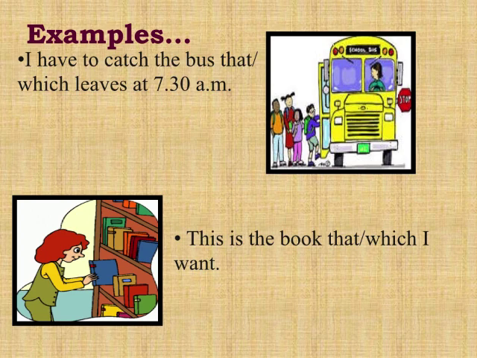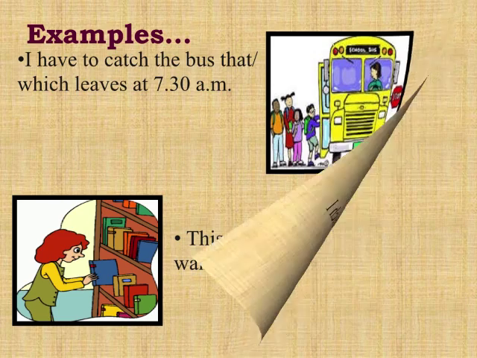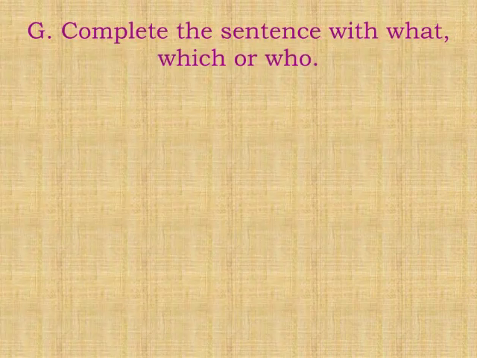Who or that can be used for people, but who is more usual. For things we can use that or which. That and which can be used as both subjects and objects. The relative what means the thing which. Unlike other relative pronouns, what is used without a noun or pronoun before it. It is used both as a subject and an object. We'll understand this through an example.